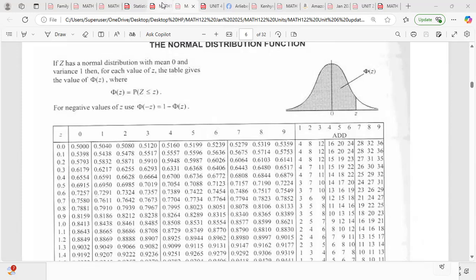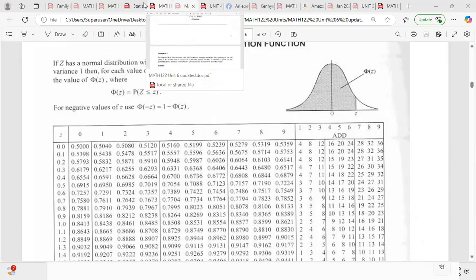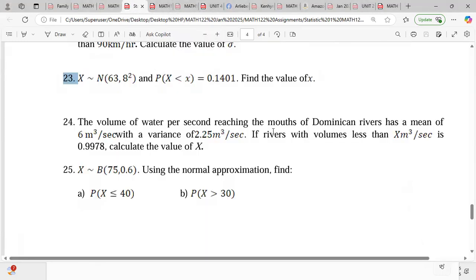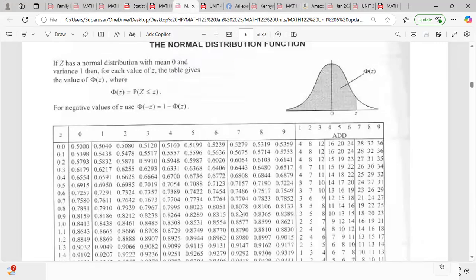Now, in this question, we are given a tail. As we can see, 0.1401 is a tail. We cannot go into this table with 0.1401. We must do 1 minus. We must subtract 0.1401 from 1 in order to go into this table so that we can get our z.